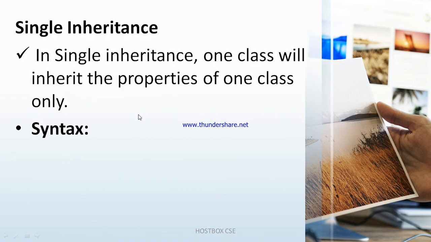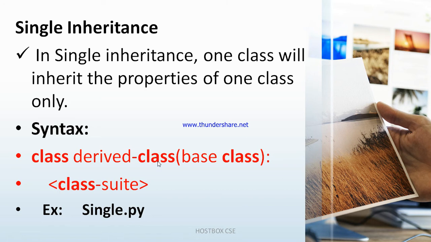Let us go for single inheritance. Here single inheritance means what? One class will inherit the properties of one class only. That means one base class and one derived class. That means we can derive a class, or else we can create a derived class from the base class, or else you can say we have a child like that. The example is single.py.